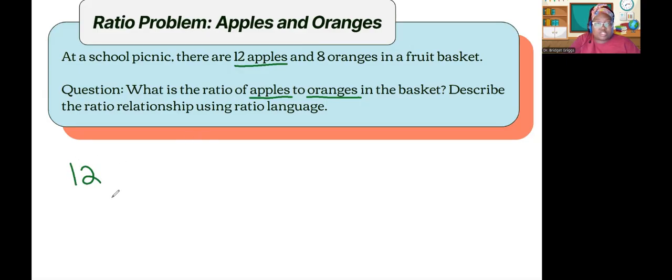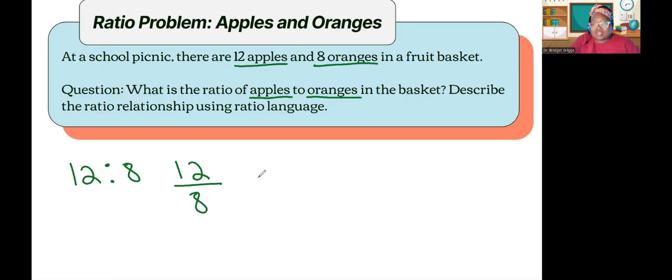And when we write ratios, there's several ways we can write it. We can write it like this with 12 colon, and we have 8 oranges, so 8. And we would read this 12 to 8. We can also write it as a fraction, 12 over 8. And we could also write it in words. We could say for every 12 apples, there are 8 oranges.